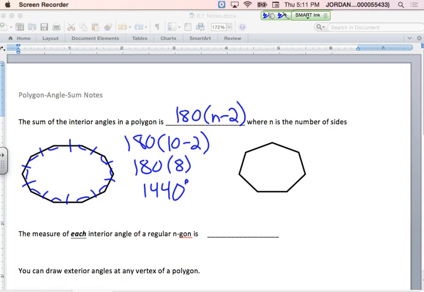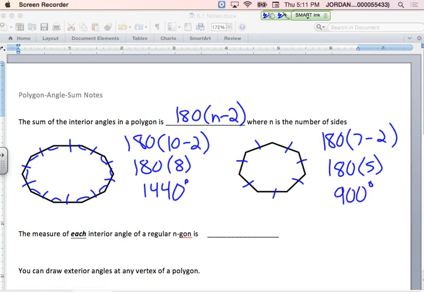For this next shape, we're going to do the same thing: 180 times however many sides. 1, 2, 3, 4, 5, 6, 7. 7 minus 2, so that's 180 times 5. 5 times 180 is going to give us 900. So we know the sum of the interior angles there is 900 degrees.